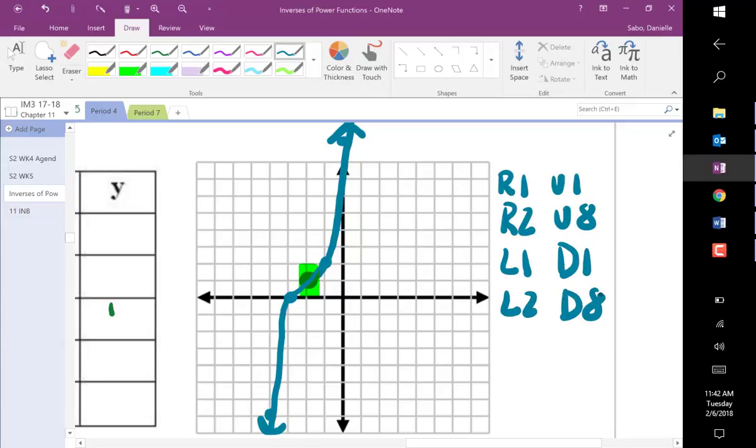Just until you get used to the pattern. Again, I'm going to say it one more time: you do not have to do it this way. You could just go on your graphing calculator and get the point.